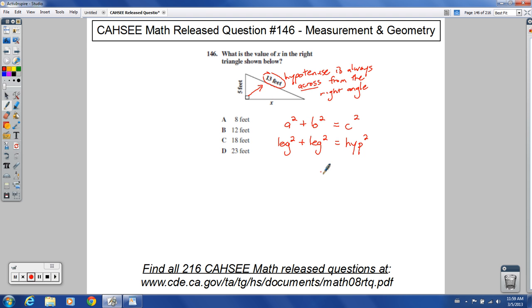So this is a hypotenuse right here. That goes in right here, 13 squared. The legs are x and 5. You can say 5 and x. You can say x and 5. The order of those two doesn't make a difference. Now we just need to solve this for x.